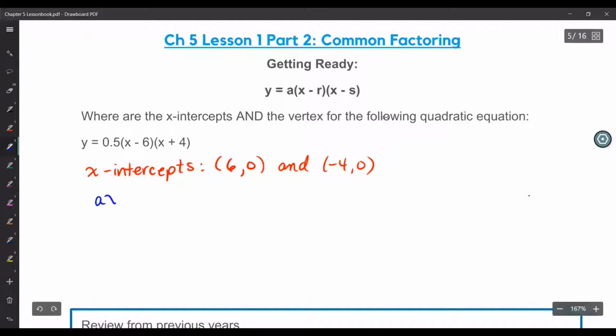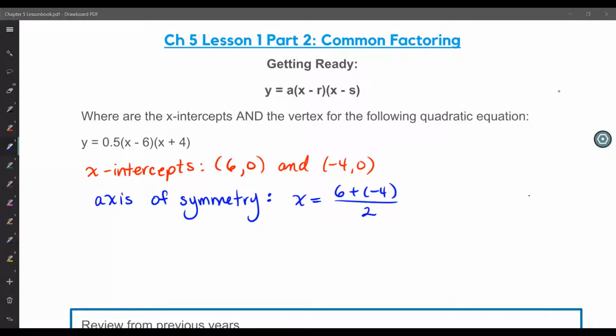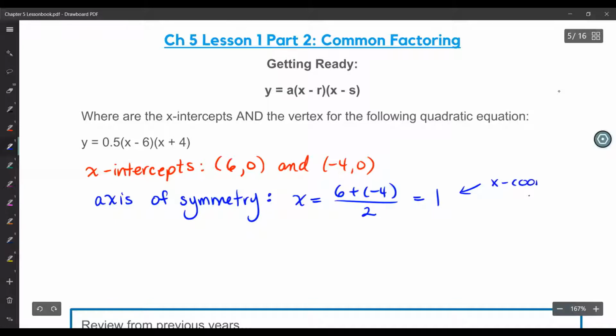Right. So we have an axis of symmetry formula that helps us. And we essentially do this by adding the x-intercepts together and dividing by 2. It's almost like taking the average of them, right? So that we find the center. So what we'll end up with here is 2/2, and that gives us x = 1. This is also the x-coordinate of the vertex.